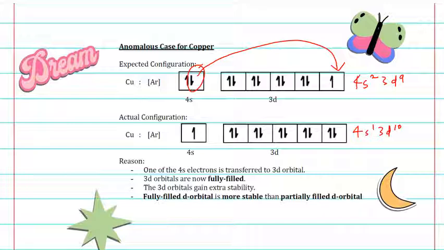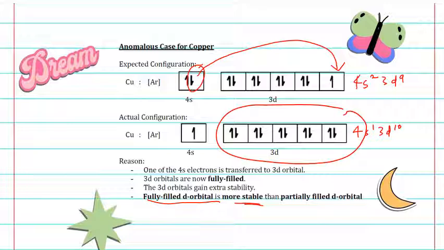Okay, 3d orbitals are now fully filled. Now this 3d orbital dah fully filled, so the 3d orbital gain extra stability. Fully filled 3d orbital lebih stable compare kepada partially filled d orbital. So yang ini adalah partially filled, this one adalah fully filled. Yang partially filled tu less stable lah. So this 4 point you patut ada untuk explain anomalous cases for copper.